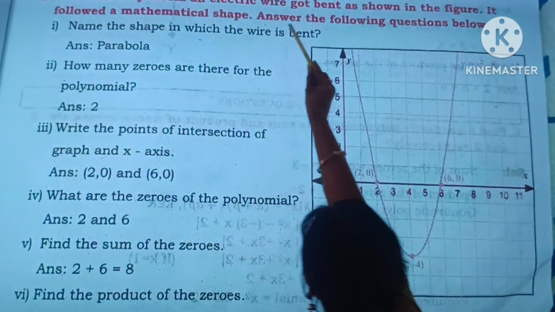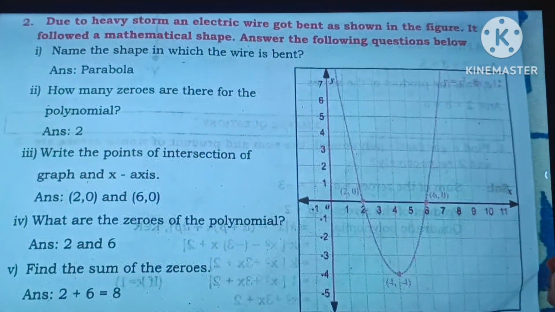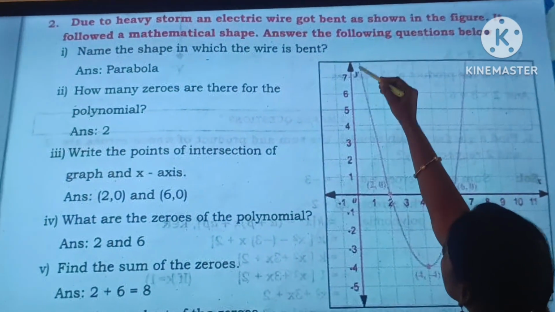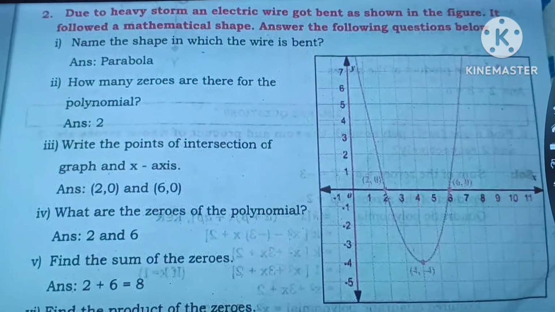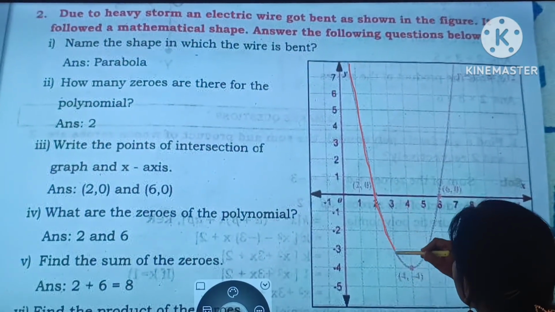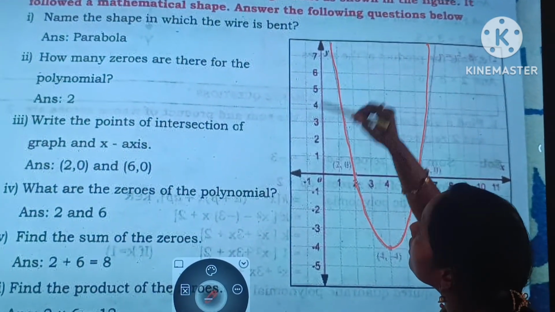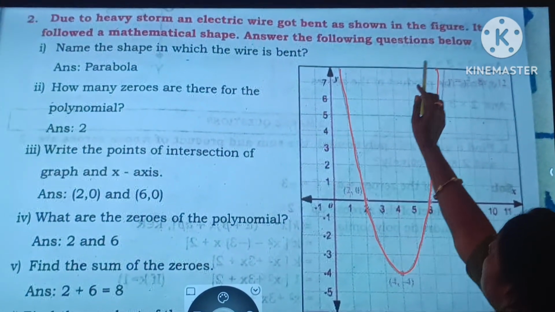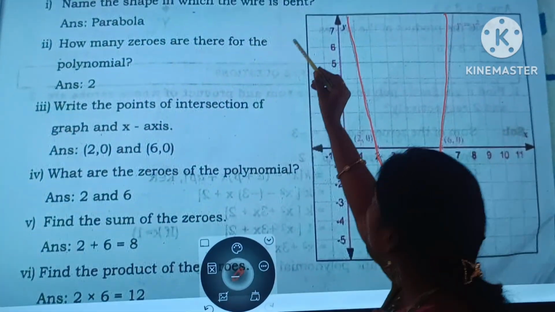Due to a heavy storm, an electric wire got bent as shown in the figure. This is the electric wire. It is bent as a parabola. Answer the following questions below. Name the shape in which the wire is bent.